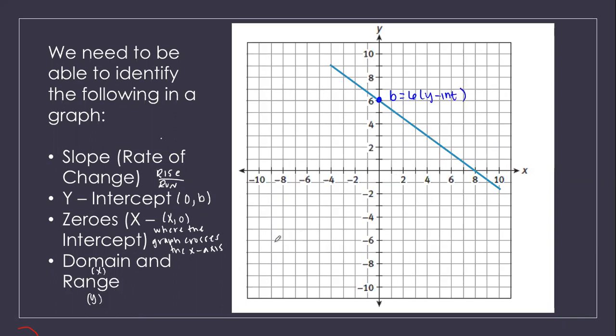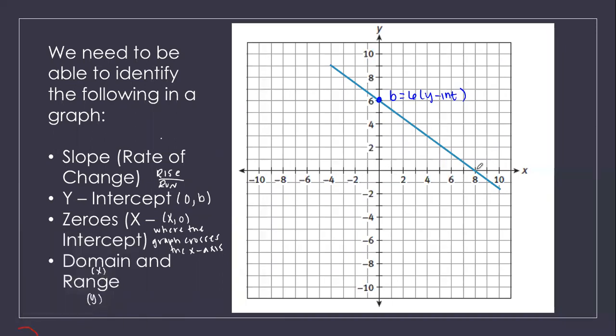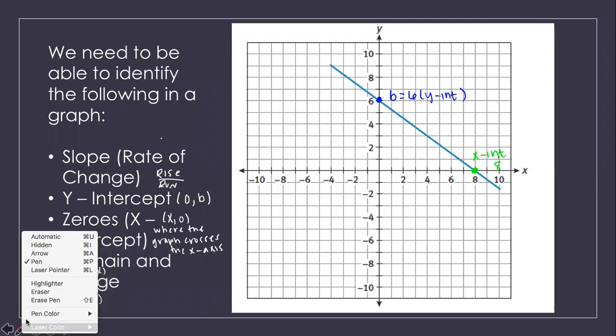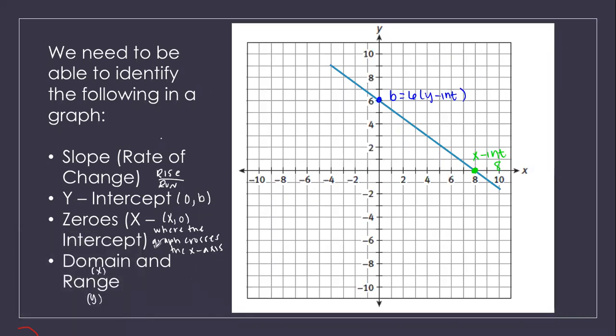What is the x-intercept of this graph? 8. 8, perfect. It crosses the x-axis at 8. So the x-intercept is 8. Can you figure out the slope? By looking, it's a little bit more difficult, but if you have this on your screen, you might be able to do it better.